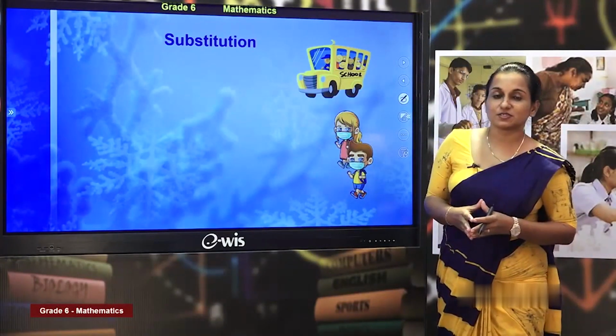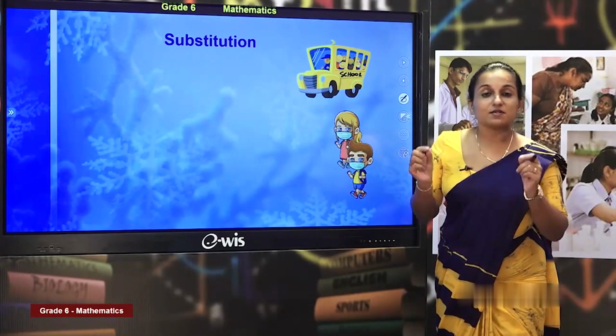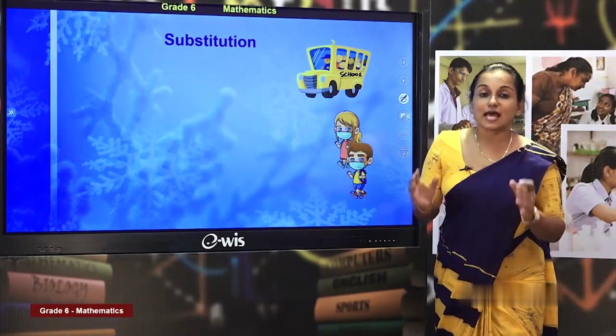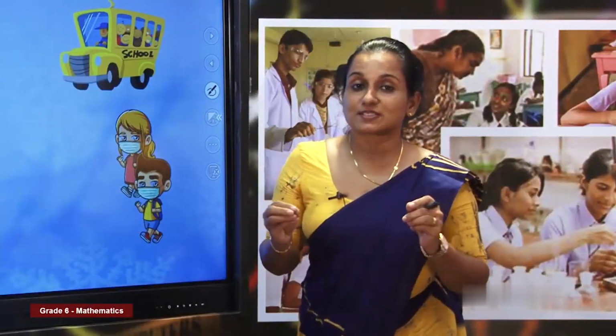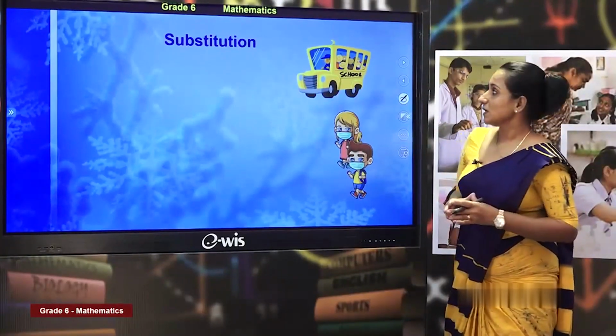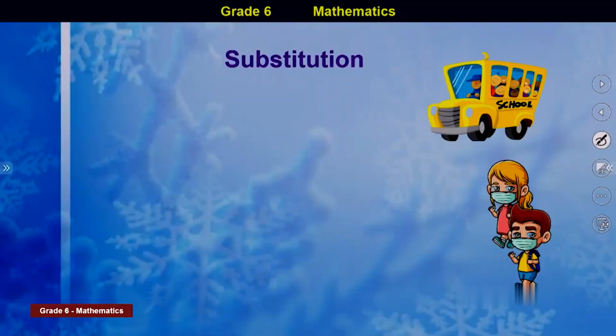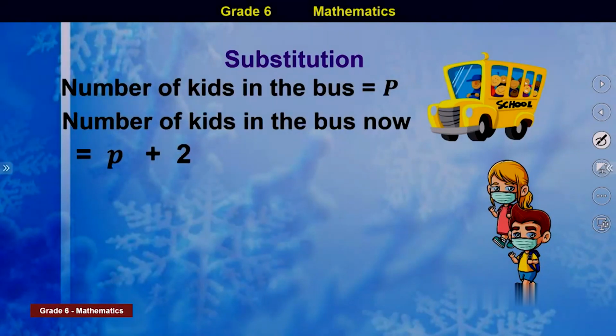What is substitution? Substitution is assigning a numerical value to the algebraic symbol. The best thing is to discuss this with an example. Do you remember this example? There were some kids in the bus. We don't know how many kids there are in the bus. Then we used an algebraic symbol to represent the number of kids in the bus.